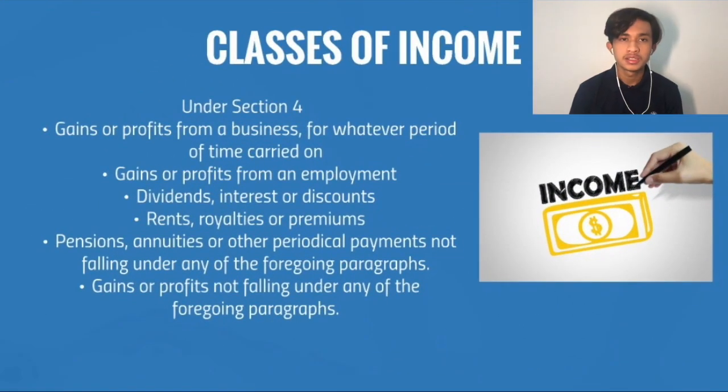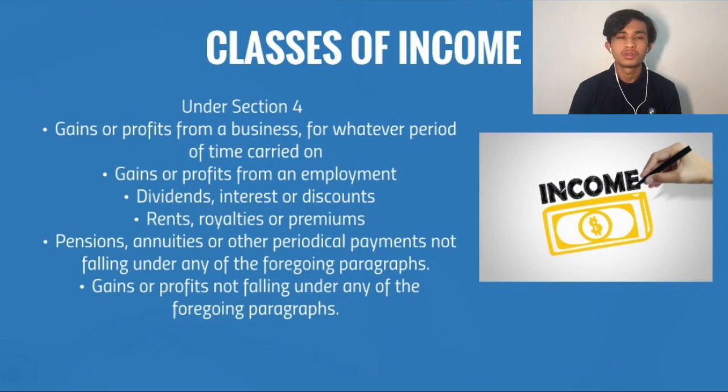There are six classes that make the tax chargeable. So the first one is gains or profit from business, whatever period of time carried on. And the second one is gains or profit from an employment. The third one is dividends, interest or discount.